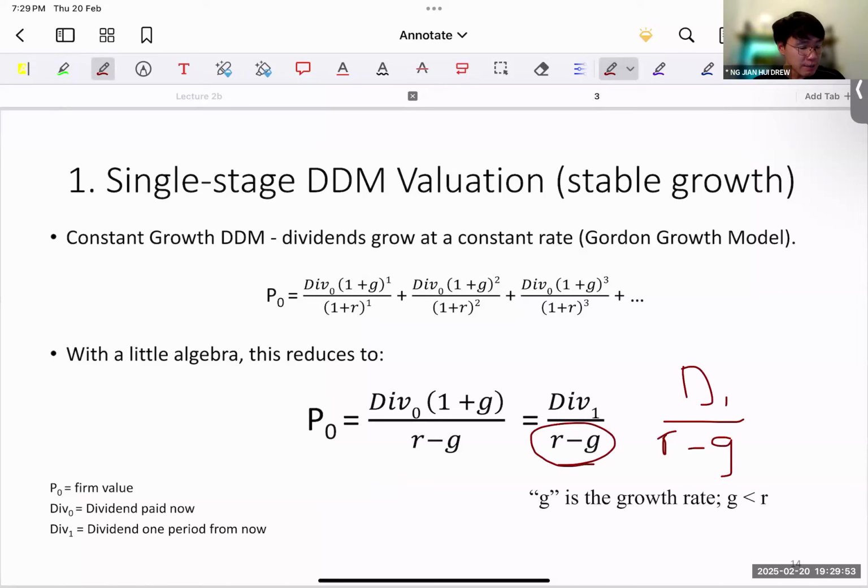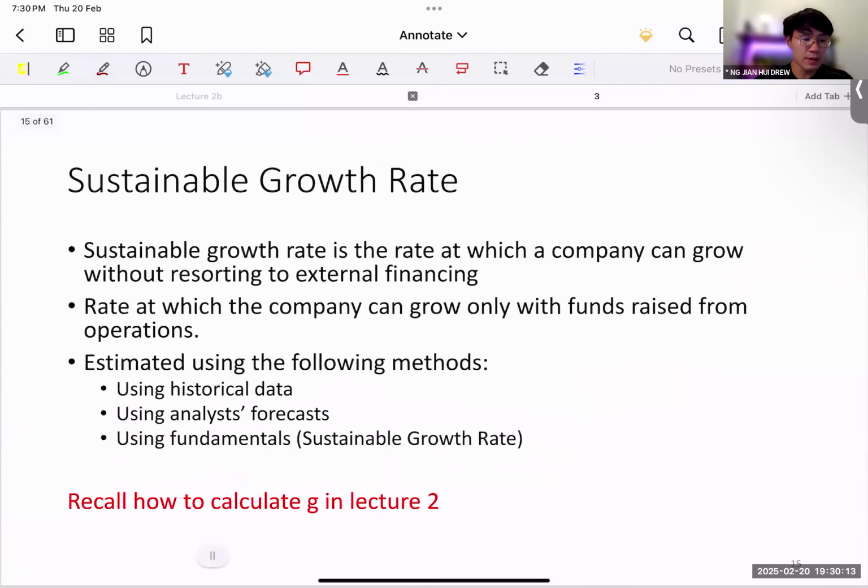There's a small comment here which is important, again to highlight that D naught is the dividend now. So when you read a question, if they say dividend now, it's D naught, and D1 is the dividend one period from today. So this is a small recap on lecture 2.